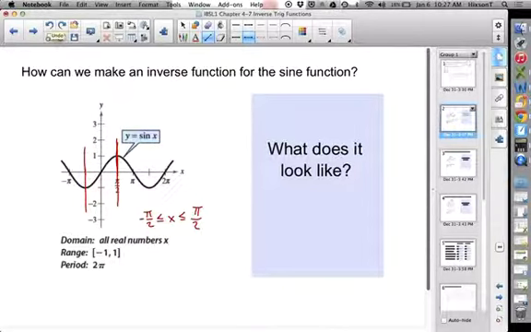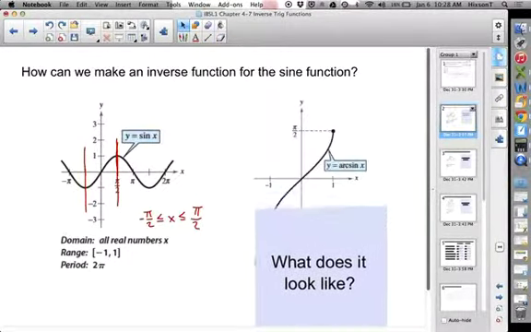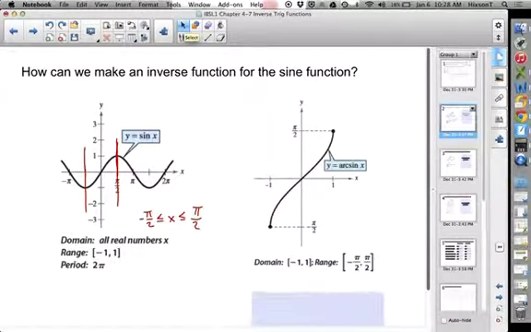So then it's a matter of trying to visualize this. What is this going to look like if I then reflect it across the line? Remember we had that line, y equals x. Here's our line y equals x. What's that going to look like? It's going to look like this. Okay, and I want to look at some features of each of these.